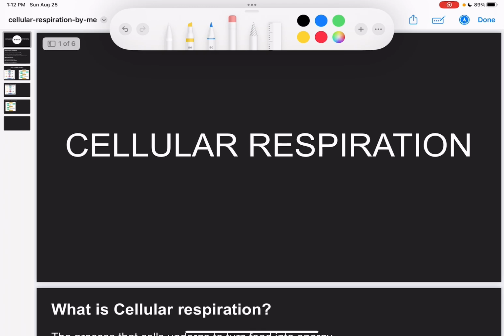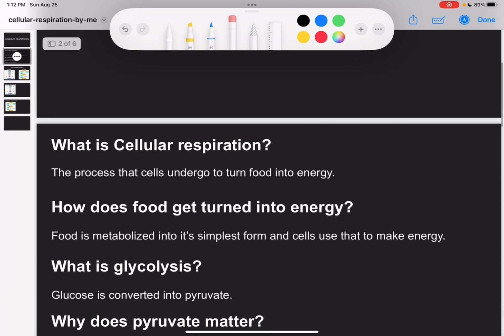Today we are talking about cellular respiration. What is cellular respiration? In essence, cellular respiration is the process that cells undergo to turn food into energy. This is done via metabolizing the food that we eat into a molecule or substance we call pyruvate. So, food gets turned into energy. This energy unit, as we all know, is ATP.